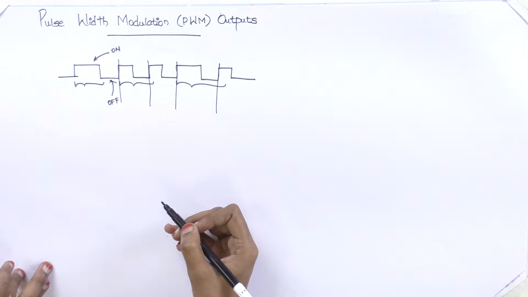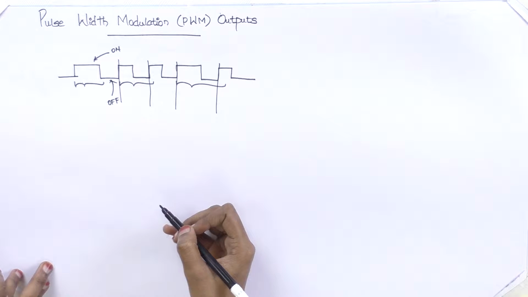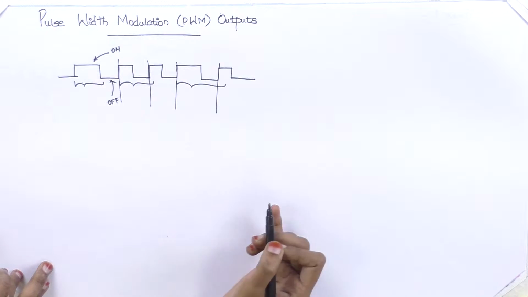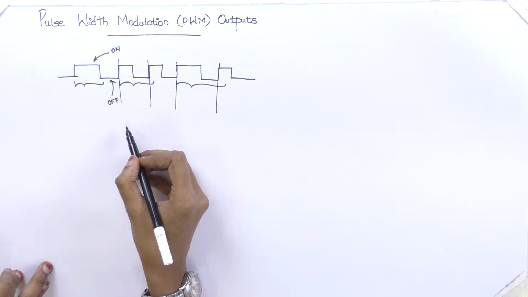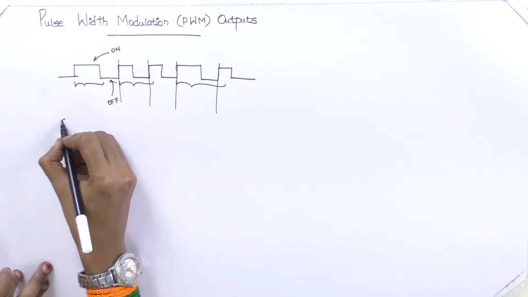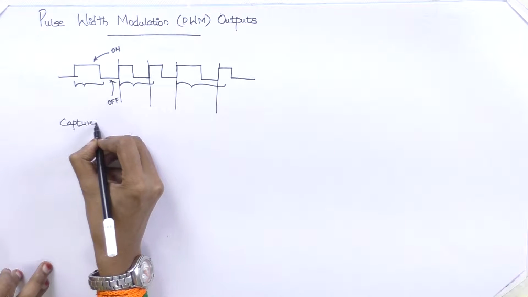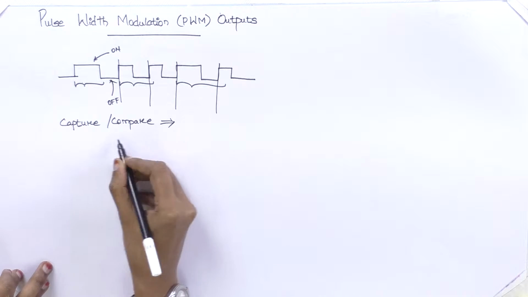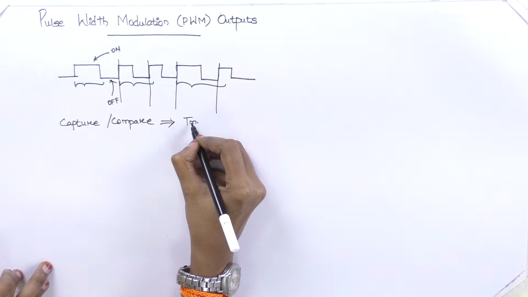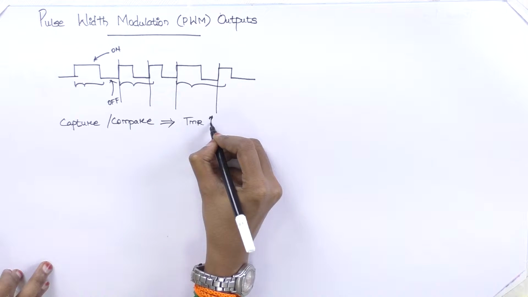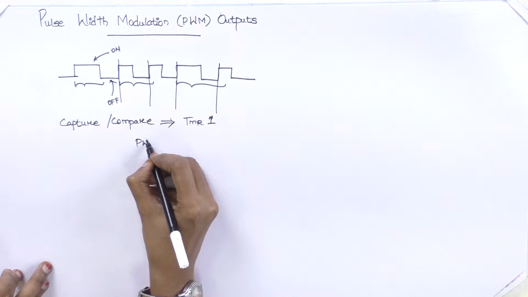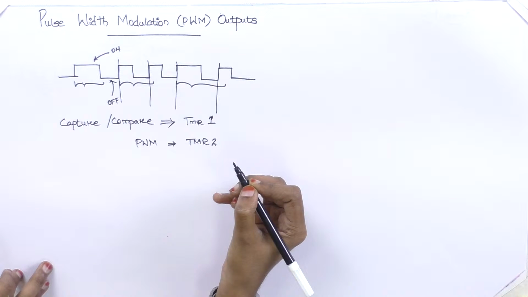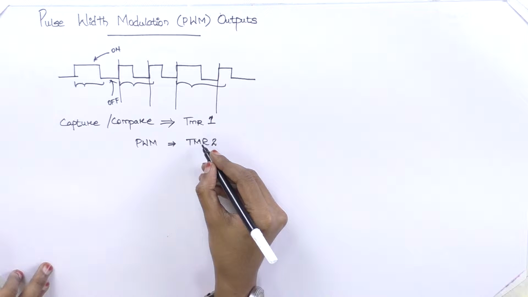Using the timer that we have already discussed in PIC microcontroller, we are going to generate an output like this. The use of this output, we will discuss later. First we will see how we can generate an output like this. For the capture and compare module, we have used timer 1. For this PWM, we are supposed to use only timer 2.